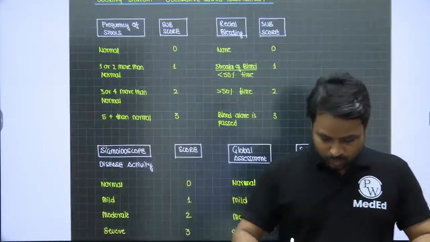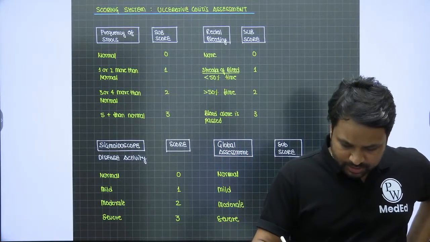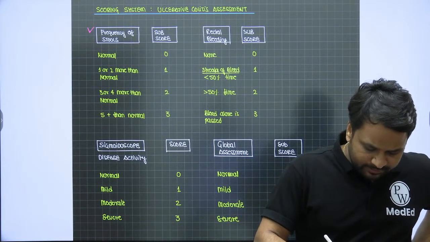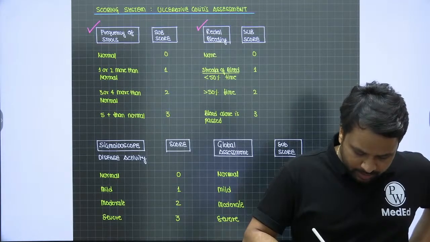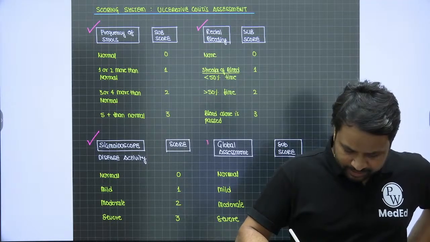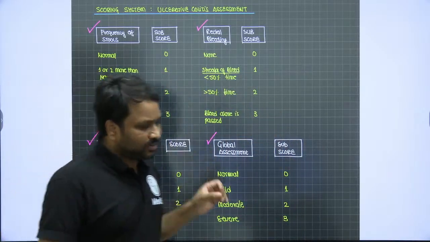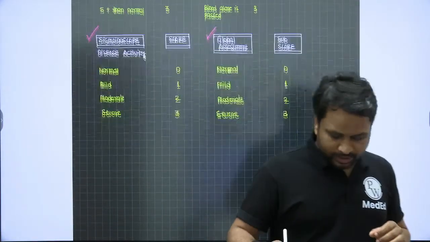Again, rather than trying to remember the entire scoring system, especially from the exam perspective, remember what the components are. Number 1 is the frequency of stool. Number 2 is rectal bleed. Number 3 is the sigmoidoscopic finding, and the global assessment of general well-being. These are the 4 components that you will look for in ulcerative colitis.